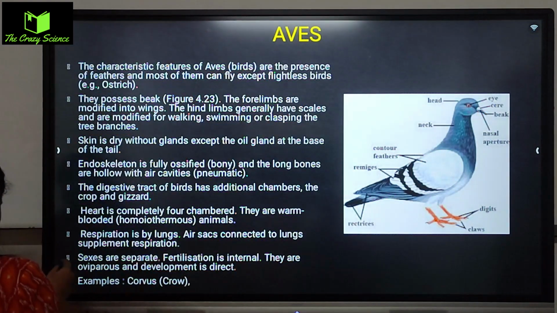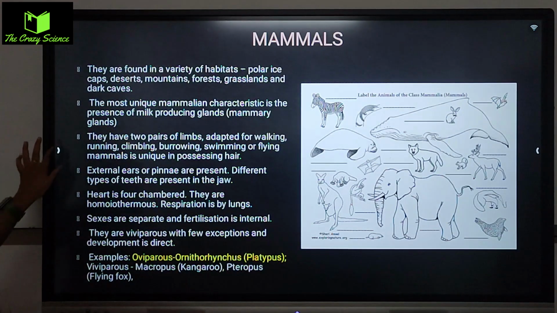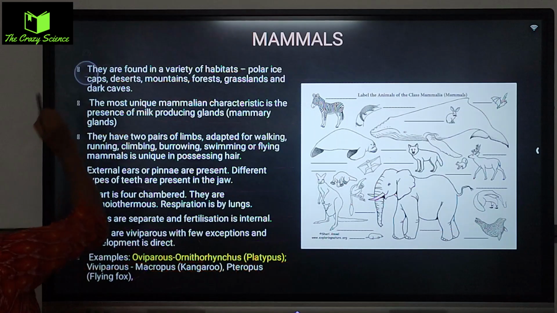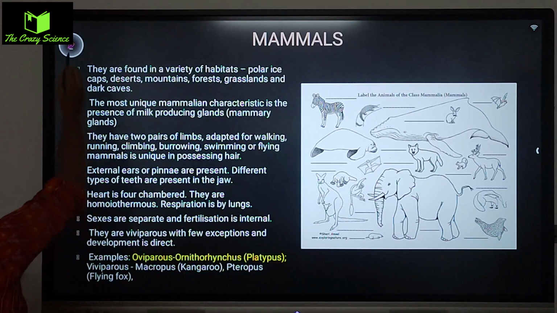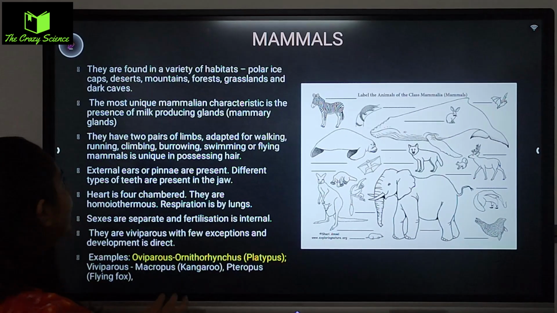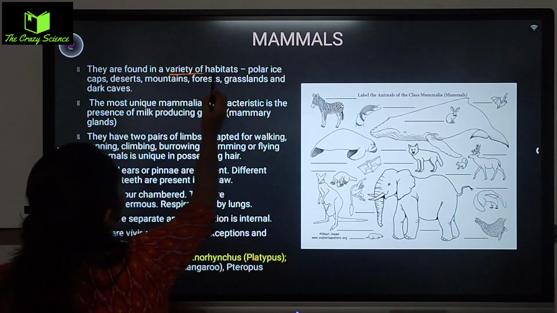Move to the mammalians, the most important part, where we belong. Mammalians is the last class, and after that the entire chapter will end. They are found in a variety of habitats.